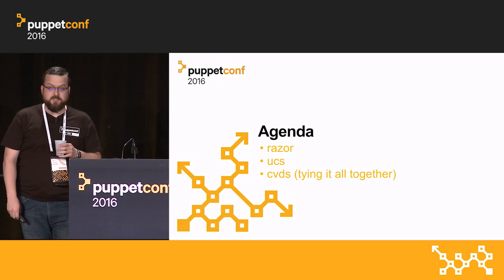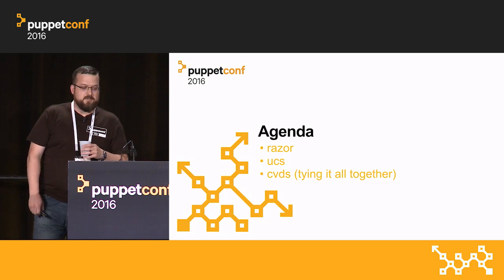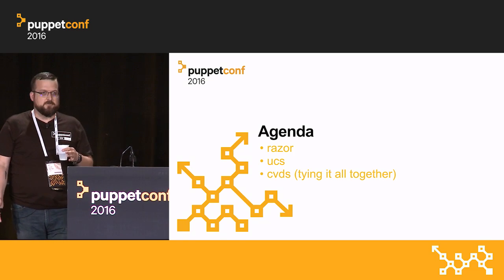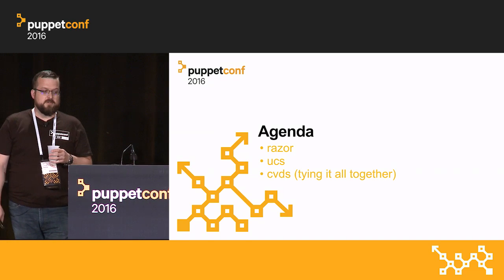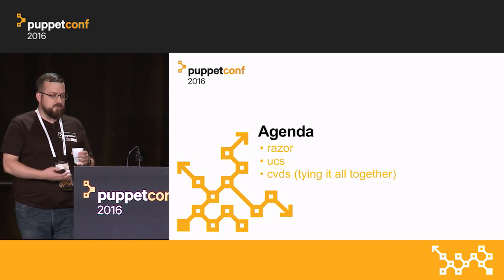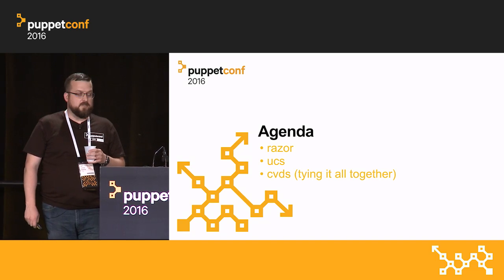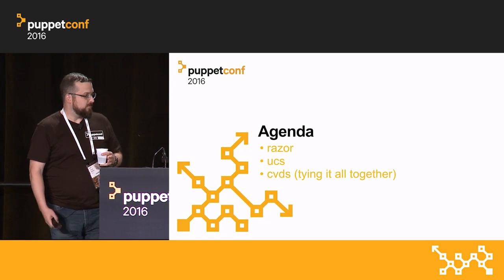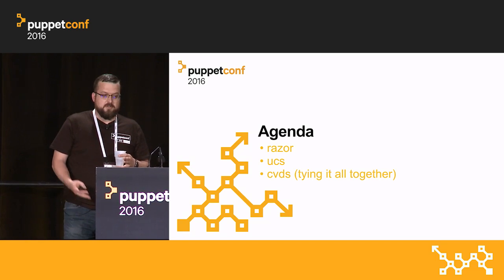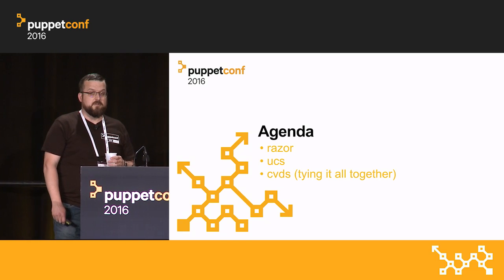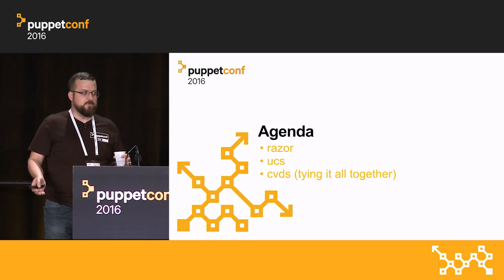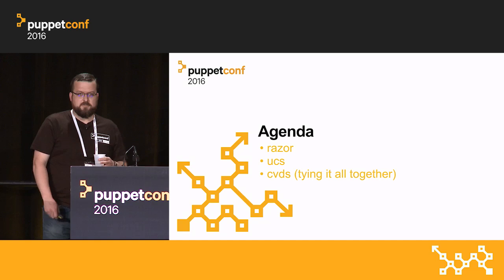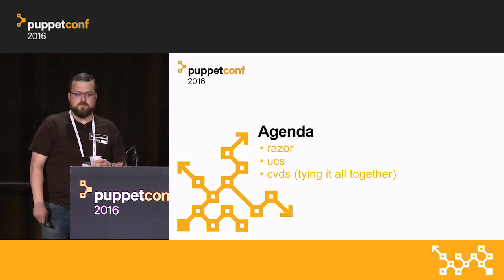So just the agenda, things we're going to talk about is Razor, Puppet's bare metal provisioning tool, how that works, and how we would use that. And then David's going to go into UCS and UCS policy management and using policies with UCS. And then kind of at the end are the idea of CVDs, what exactly those are, and how we can use these two tools together to help tie these solutions together.